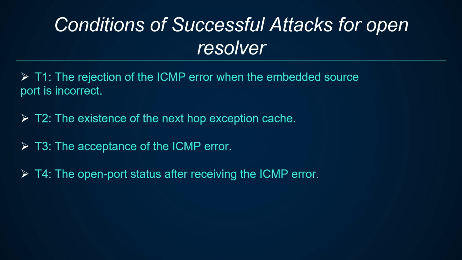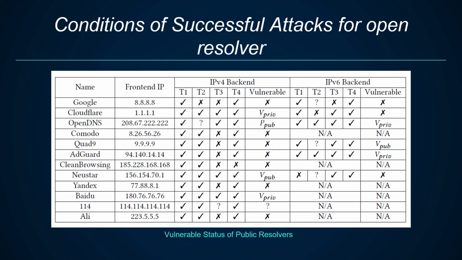One, the rejection of the ICMP error when the embedded source port is incorrect. Two, the existence of the next hop exception cache. Three, the acceptance of the ICMP error. Four, the open port status after receiving the ICMP error.